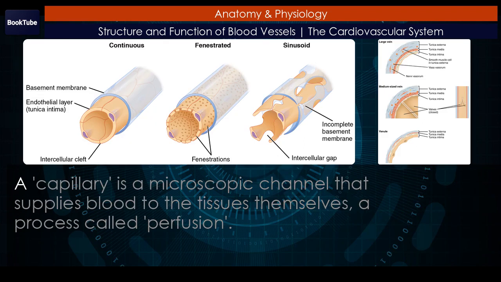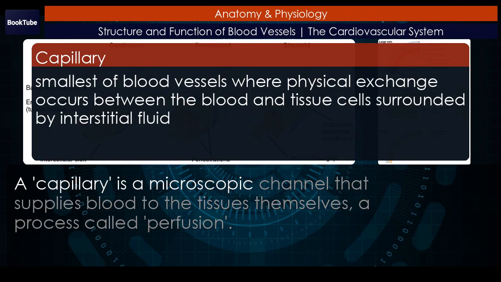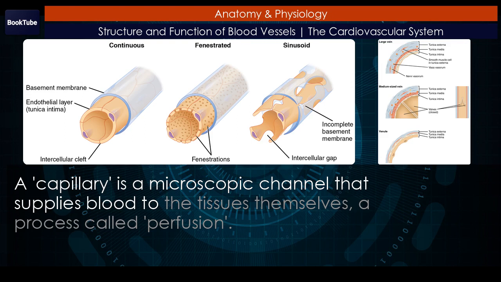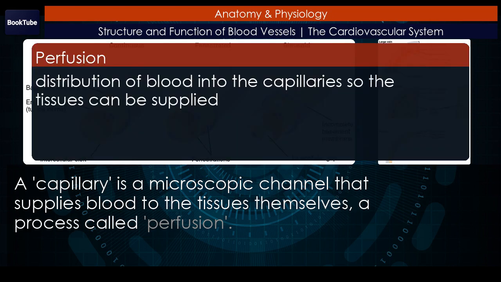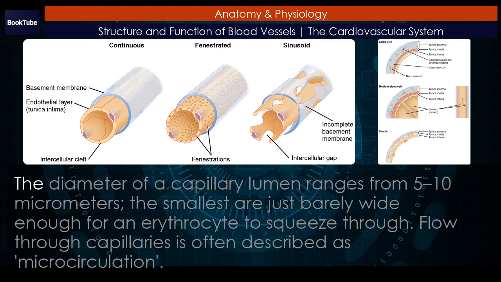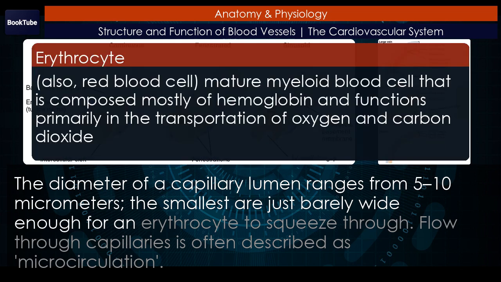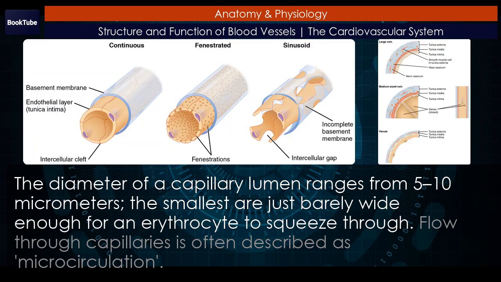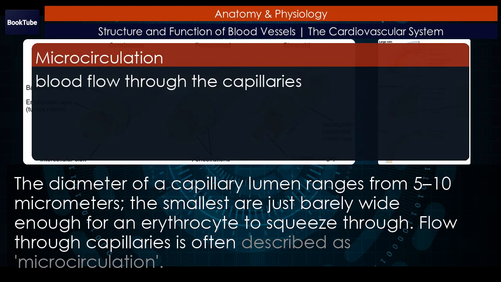Capillaries. A capillary is a microscopic channel that supplies blood to the tissues themselves. A process called perfusion, exchange of gases and other substances, occurs in the capillaries between the blood and the surrounding cells and their tissue fluid, the interstitial fluid. The diameter of a capillary lumen ranges from 5 to 10 micrometers. The smallest are just barely wide enough for an erythrocyte to squeeze through. Flow through capillaries is often described as microcirculation.